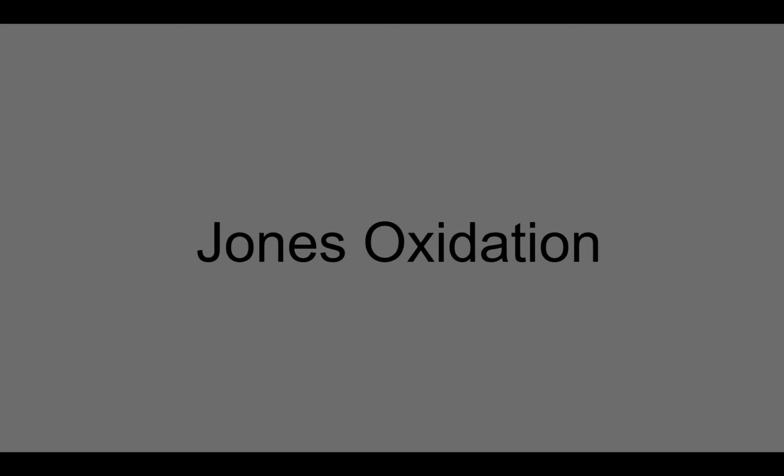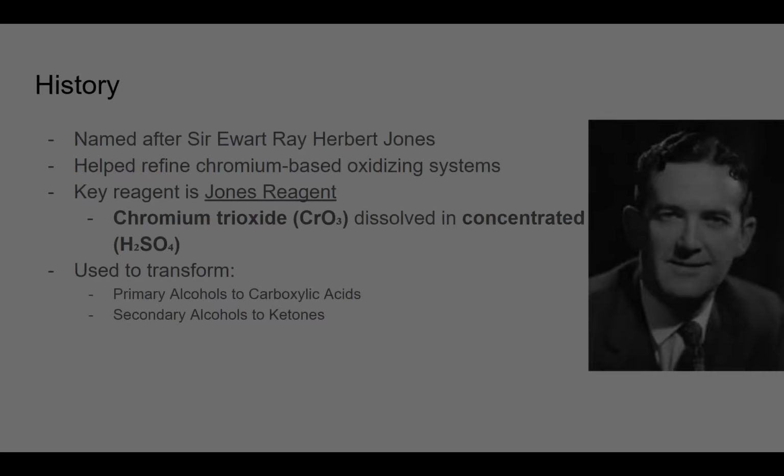So the Jones oxidizing agent is a strong oxidizing agent, and it was discovered by Sir Ewart Ray Herbert Jones, and we have him here on the right. He helped define chromium-based oxidizing systems, and the Jones reagent is a chromium-based oxidizing system. It uses chromium trioxide, which is dissolved in concentrated sulfuric acid. The gist of this reagent is that it transforms primary alcohols to carboxylic acids and secondary alcohols to ketones. So it's very, very straightforward.